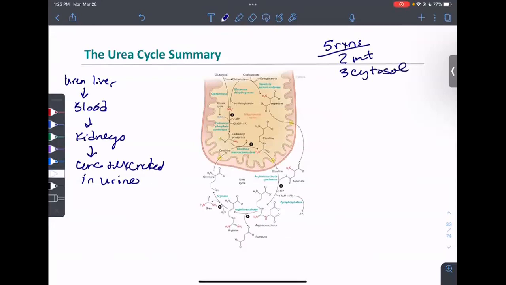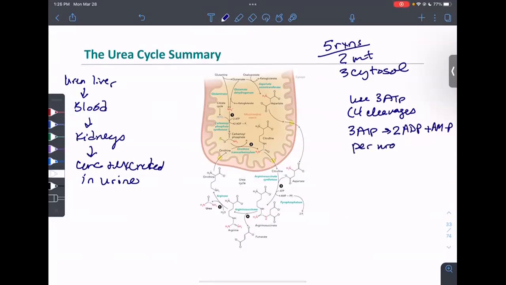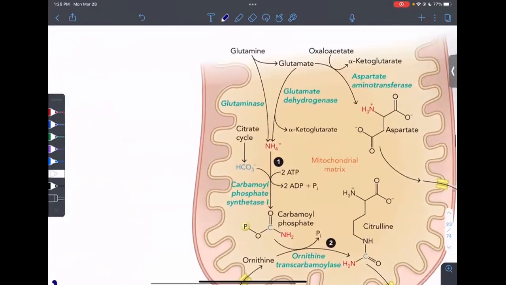Okay. So we're actually going to use 3 ATP molecules, but we're actually going to make 4 cleavages, right? So we're going to go from 3 ATP to make 2 ADP and an AMP, right? Per urea made. Okay. So that's kind of just big picture to keep in mind. So we're going to zoom in.